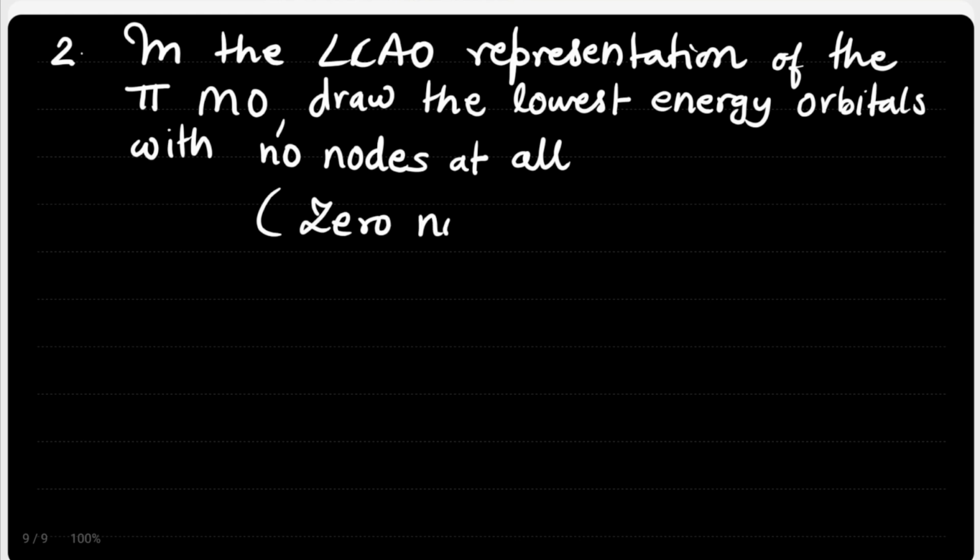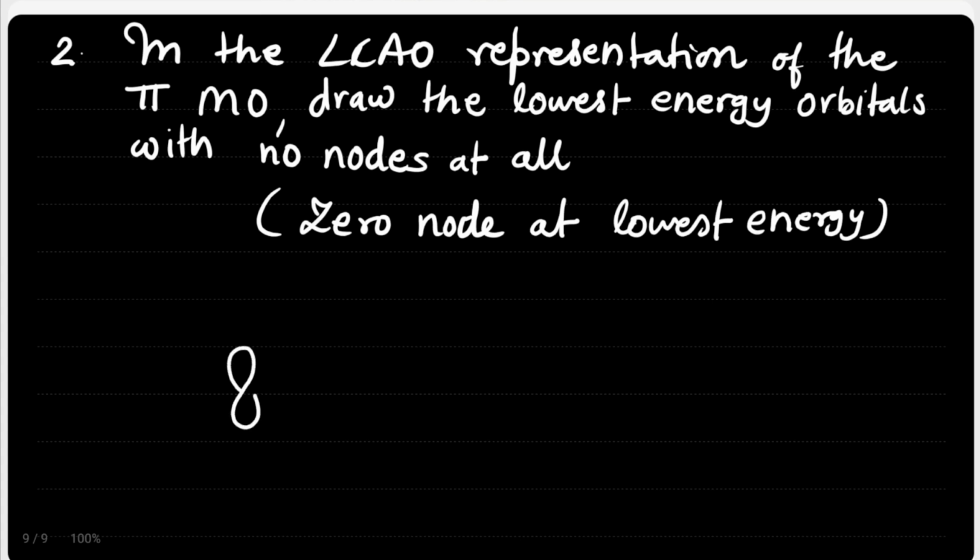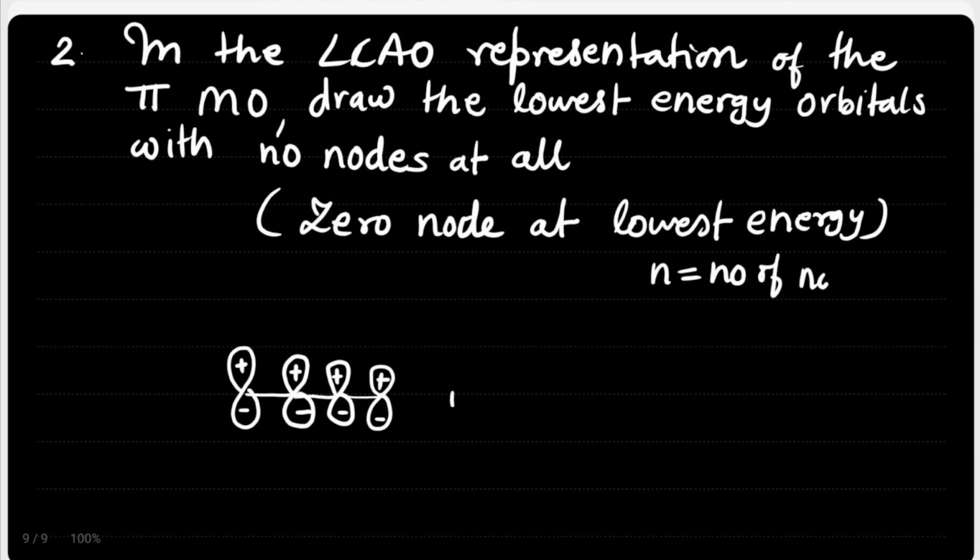I'll explain. Zero node at the lowest energy, when all the p orbitals are in phase. Now I am drawing this linear combination representation. I have to put the plus and minus signs over here. If all plus signs are on one side and all minus signs on the other, there will be zero nodes. Let n be the number of nodes. So n is 0, there will be no node as such. Means the complete linear diagram is like this.